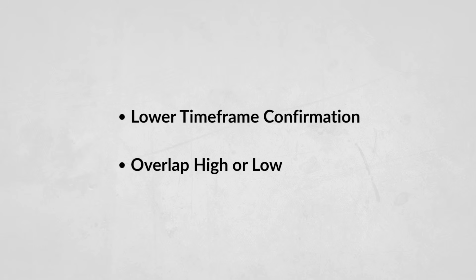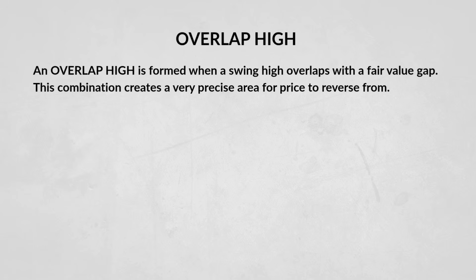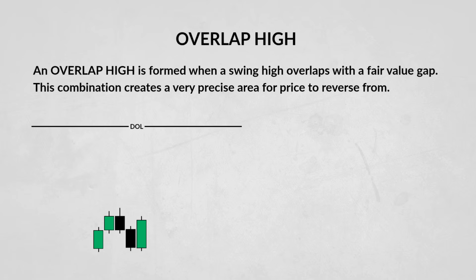So, what is an overlap high or an overlap low? An overlap high is formed when a swing high overlaps with a fair value gap. This combination creates a very precise area for price to reverse from. For example, let's say you finished analyzing your higher time frame, and your drawn liquidity is above price. Then you see the market create a swing high, followed by an impulsive move to the upside that leaves behind a fair value gap. And that fair value gap clearly overlaps with the swing high. That becomes your overlap high.